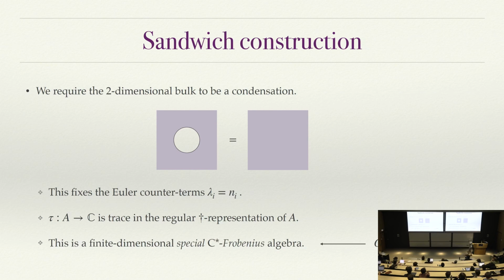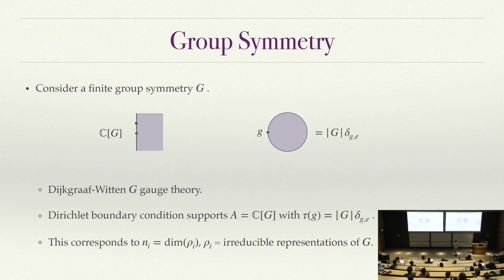Okay, so why did we do this structure? Well, one reason to expect that this is a good thing is it seems to be true in examples of SymTFTs that we like. For example, Dijkgraaf-Witten theories have exactly this property, and those are the things that describe invertible symmetries. So here's that example. If you just have a finite group G, the symmetry algebra is the group algebra. And that arises on a Dirichlet boundary condition in 2D Dijkgraaf-Witten theory, and it has exactly this condensation type property.